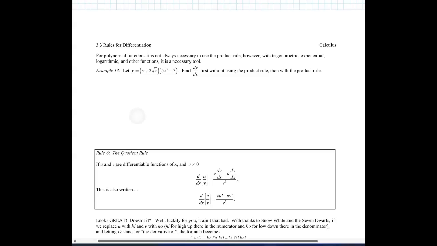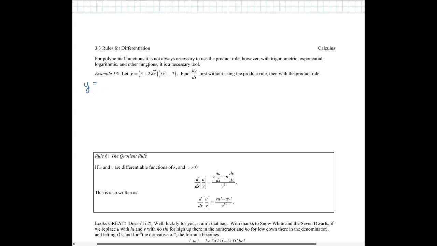Distributing this out, first I would have y equal to 15x cubed minus 21 plus 10x to the 7 halves. Alright, and I would finally have minus 14x to the 1/2, because again, square roots are just the 1/2 power, which is going to be a fun time here in a second.